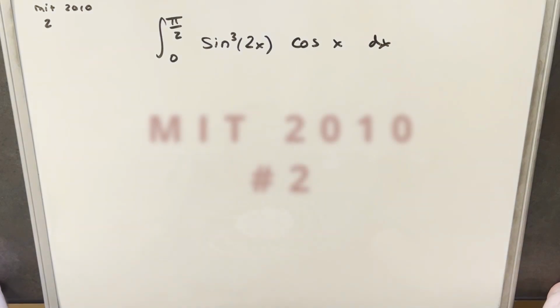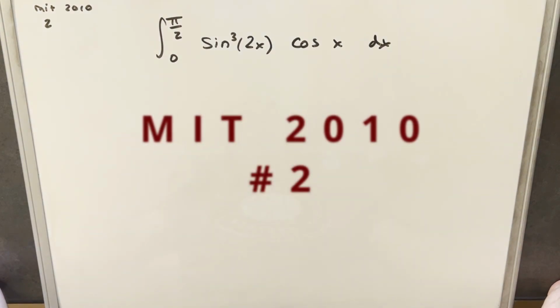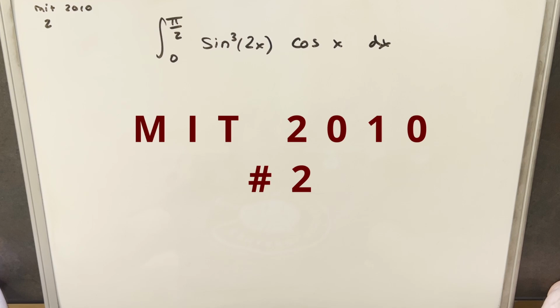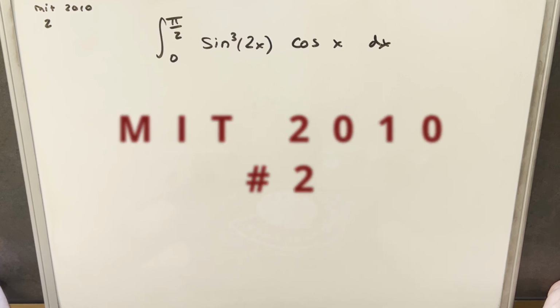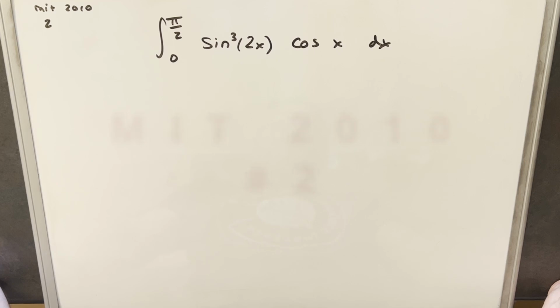Hey, we have here another integral from MIT Integration Bee 2010. This was problem number 2. We're integrating from 0 to pi over 2 sine cubed 2x cos x dx.